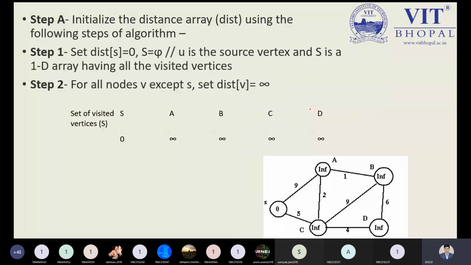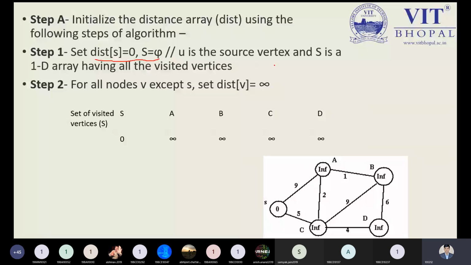Step number A says to initialize the distance array dist using the following steps of the algorithm. We have set distance S is equal to 0 and the others to infinity. Here we have the size, which is actually 5; please keep in mind it depends on the font size. S is connected to A and B, but S does not have its own value, so it is representing itself.